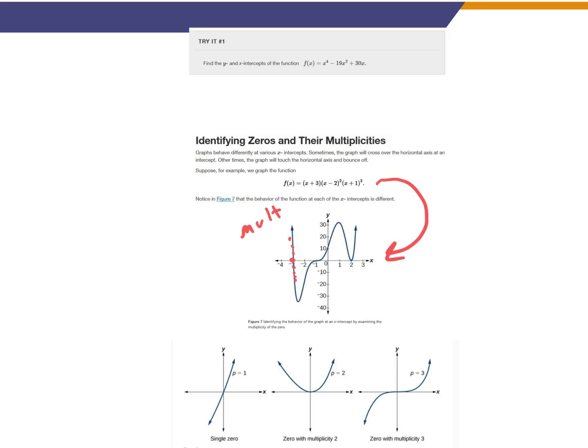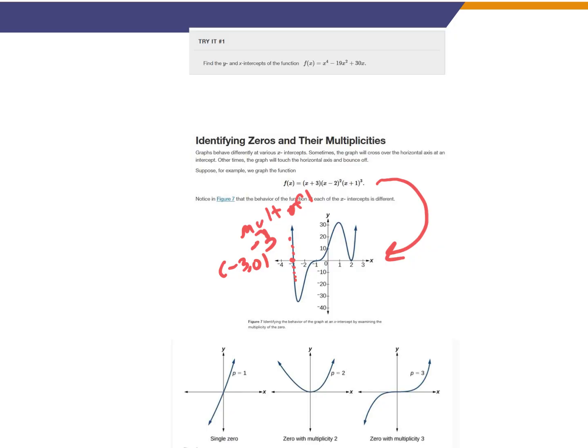Multiplicity of 1. I should put "of 1" here so you can see it. What was the answer? That looks to me like a -3. So let me put -3. So that ordered pair would be -3, 0. And there's only one of those.